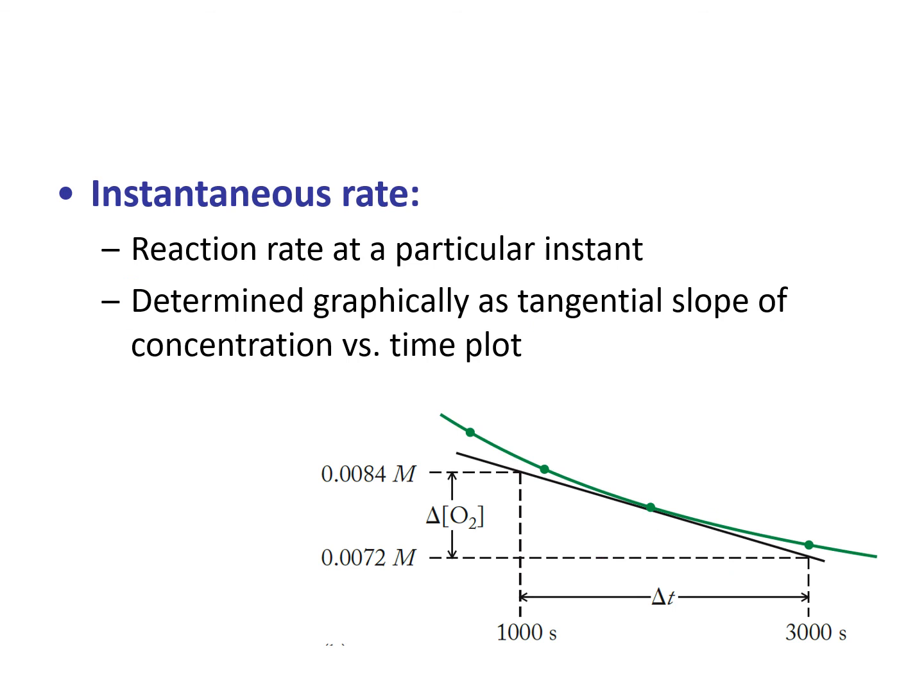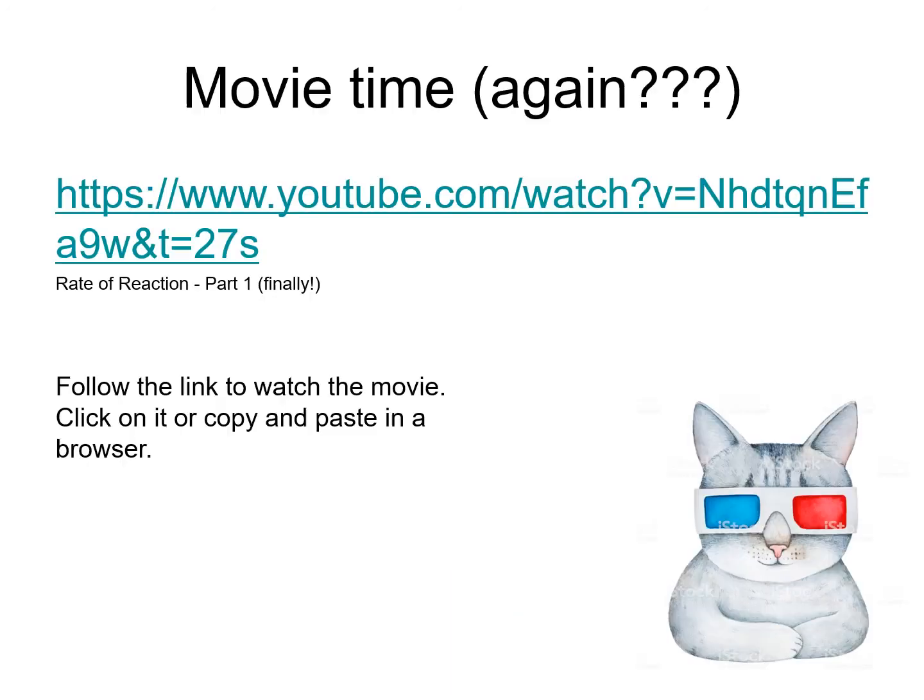So as we were saying, the instantaneous rate is the rate at a particular moment and can be determined graphically as the slope of the tangent to the curve at that point. Now, because it's a graphical determination, that's not the typical question you get in a multiple choice exam, right?